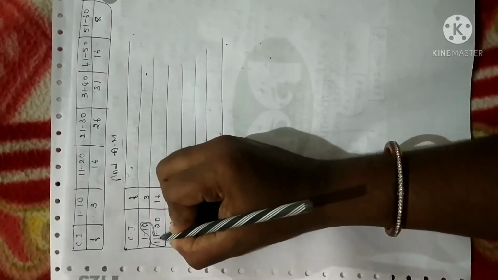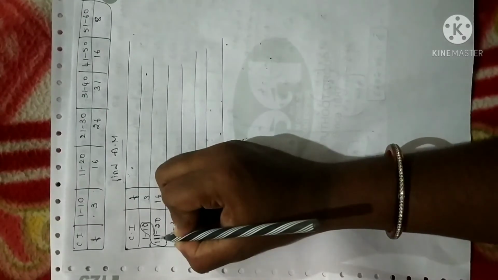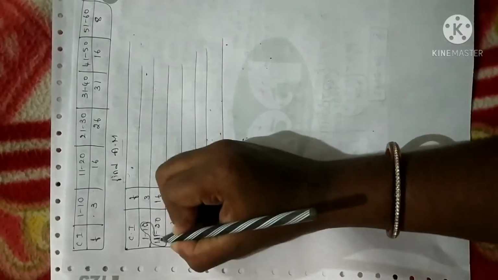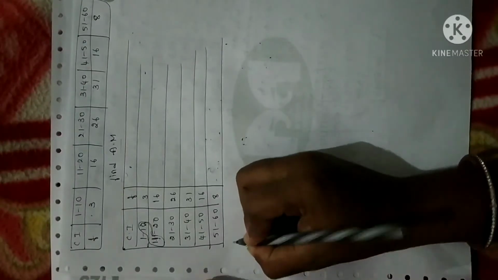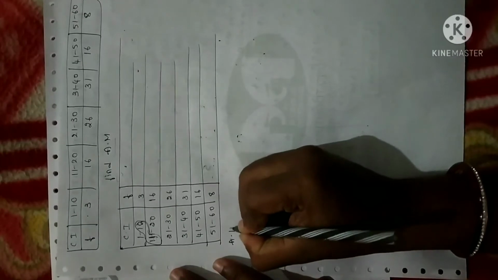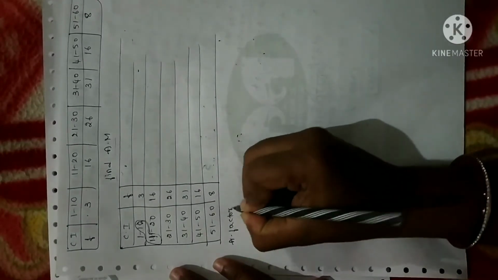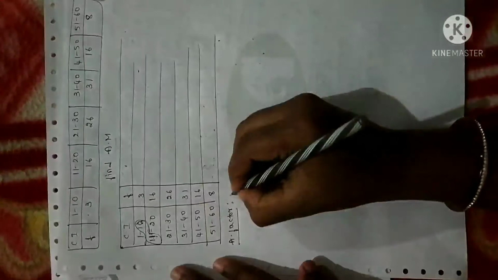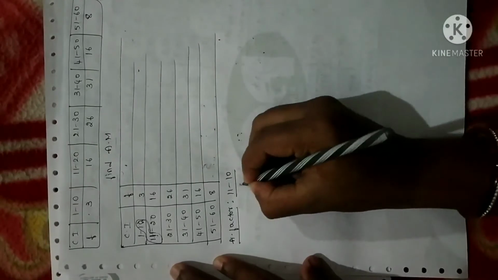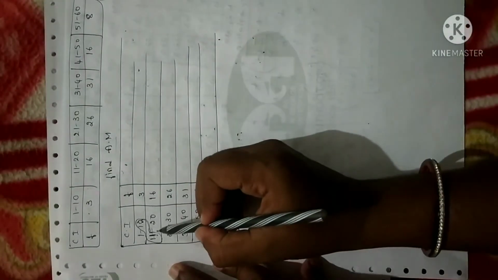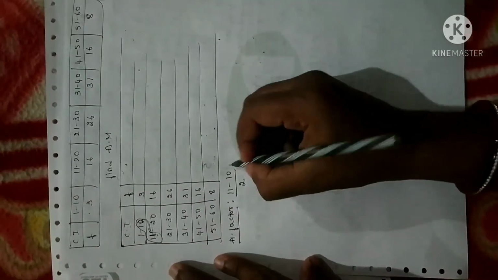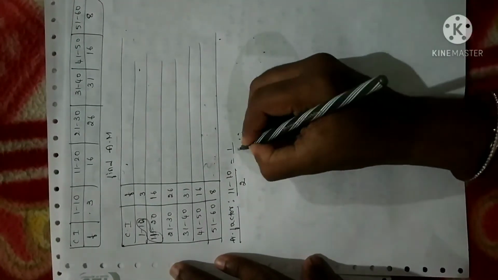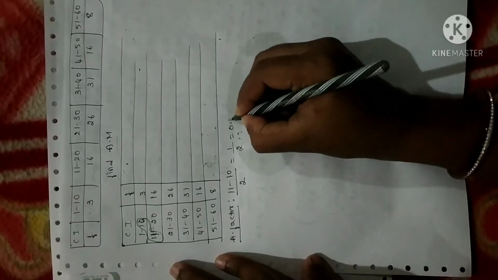First, this is the upper limit of the first class and this is the lower limit of the second one, so you have to subtract these two values. We call this the adjustment factor. It is given by 11 minus 10 divided by 2. The adjustment factor can be found by subtracting these two and dividing by 2. So 11 minus 10 is 1, divided by 2, that will give us 0.5.